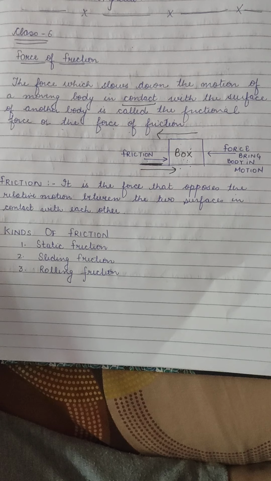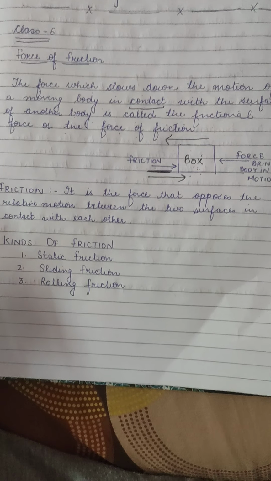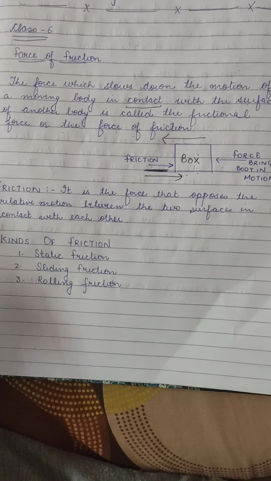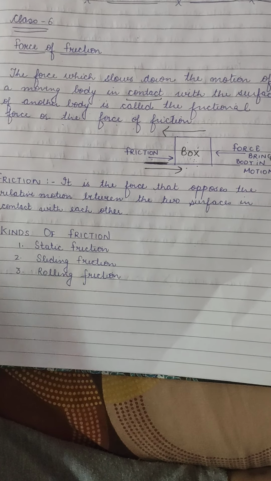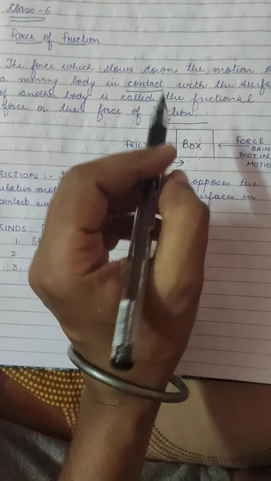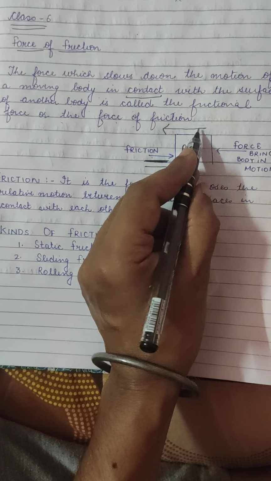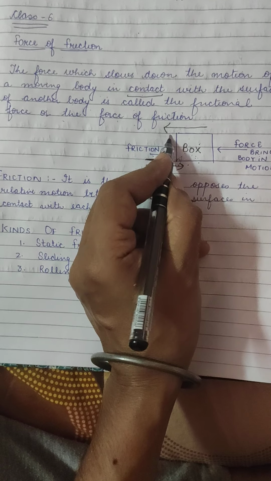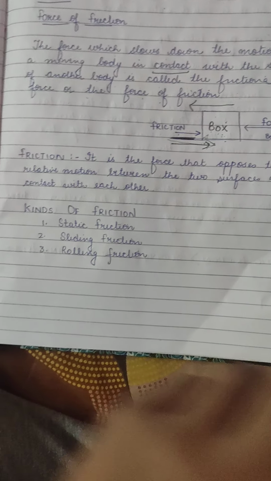So which force is it? An opposing force and a contact force. It is the force that opposes the relative motion between the two surfaces in contact with each other. Why do they say relative motion? Because you are moving the box on this side and friction is applying the opposite force to it.